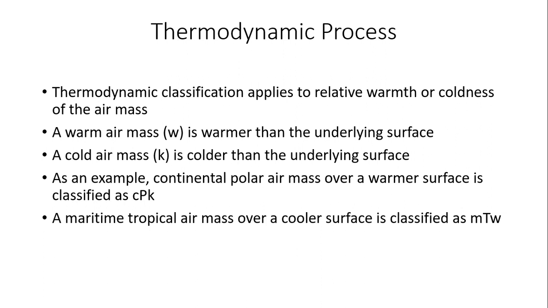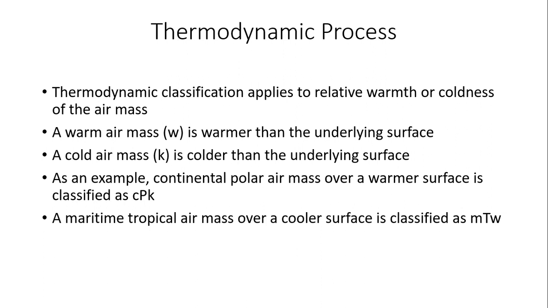So as an example, if I had a continental polar air mass, a cold, dry air mass, moving over a warmer surface, it would be classified as these three letters, C, P, K. C representing continental, so we know the air mass formed over land. P representing polar, so we know we have a colder air mass. And K represents the thermodynamic classification, with K being an air mass that is colder than the underlying surface. Or in other words, the air mass is colder than below. The surface below the air mass is warmer.